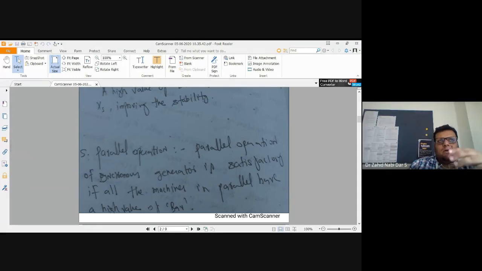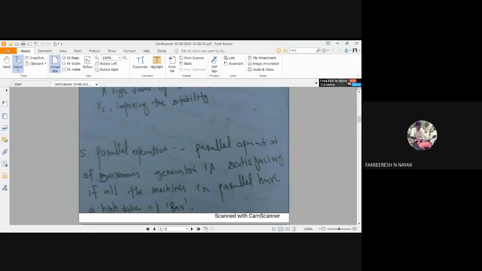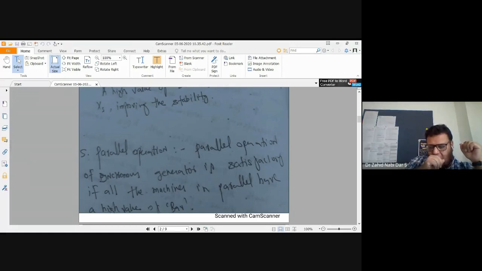See, for parallel operation, the most important factor is that the phase angle of the incoming generator and the bus has to be the same. First of all, the phase angle has to be the same, then only it will synchronize. The second important factor is that the voltage levels have to be maintained the same. And the phase sequence has to be the same.